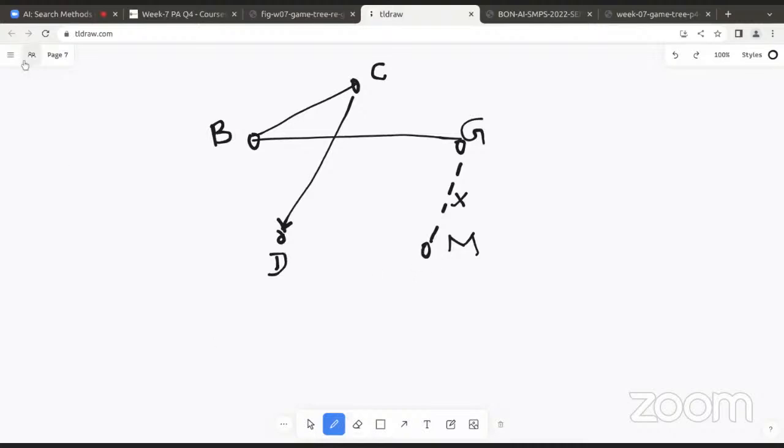Wait, let me undo this. How do I undo this? Control Z. Okay. Now, the better question to ask is from M. I cannot go to G, that's prohibited. B is already full. It's already two edges. But if I go to C, that is possible. Yes, I have two choices.